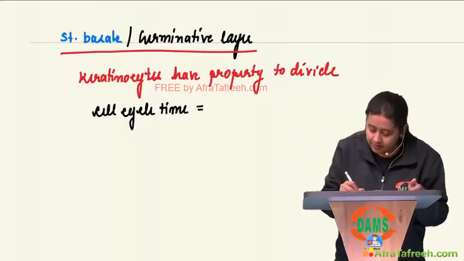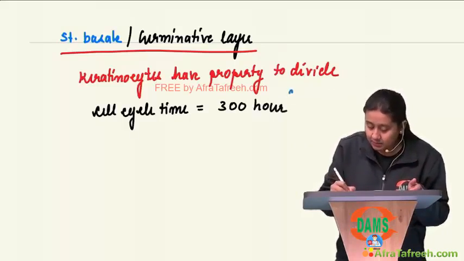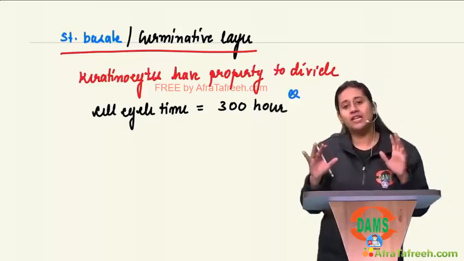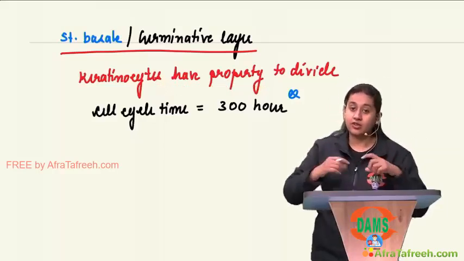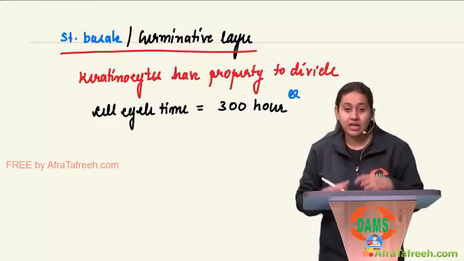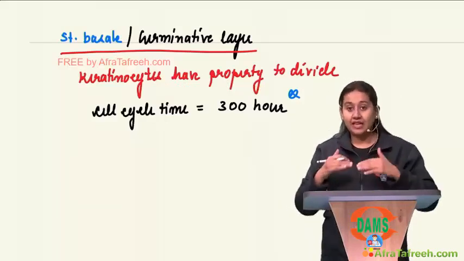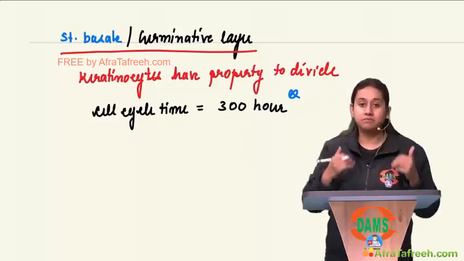And please remember, my students, it is 300 hours. I'm marking it as Q because it is a frequently asked question. They will ask you how much time it will take for a keratinocyte to divide in the stratum basale layer. So the correct answer is 300 hours. And what happens once it divides? It ascends upward, forming the cells of stratum spinosum.